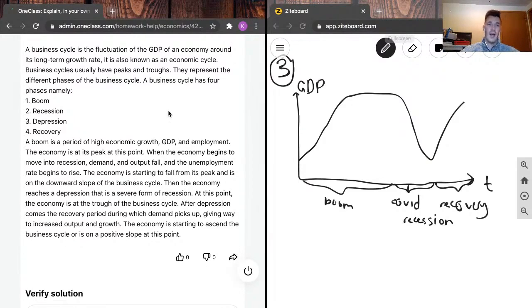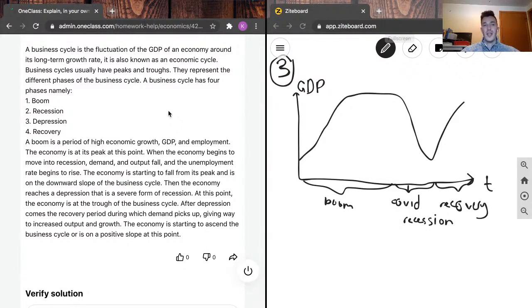A boom is a period of high economic growth and GDP, and low unemployment. The economy is at its peak at this point. When the economy begins to move into a recession, demand and output fall, and the unemployment rates begin to rise. This is what we saw when COVID hit. The economy is starting to fall from its peak and is on the downward slope of the business cycle.